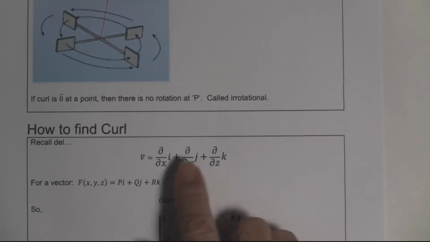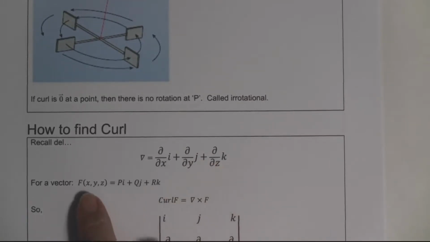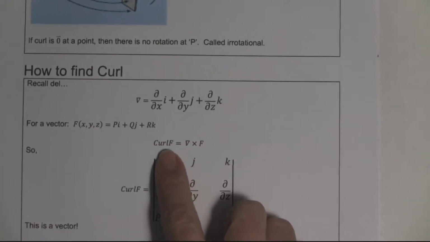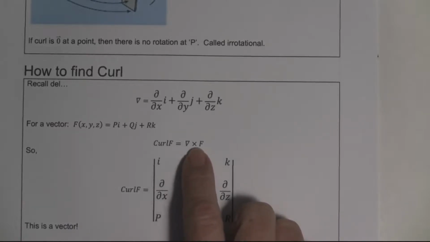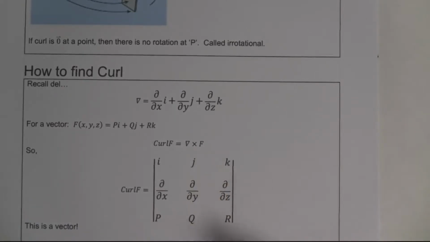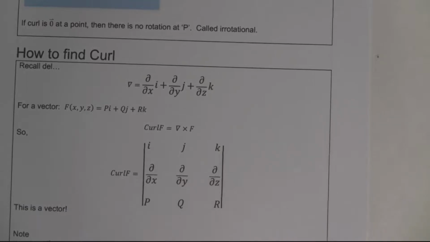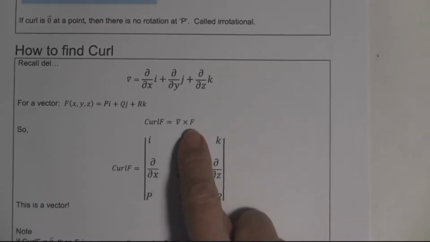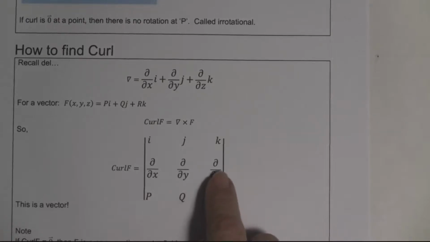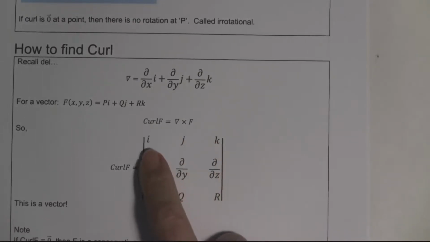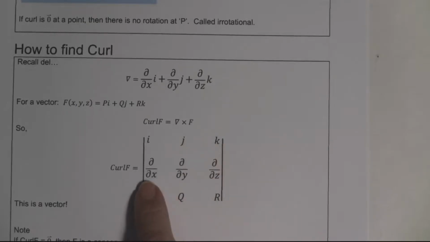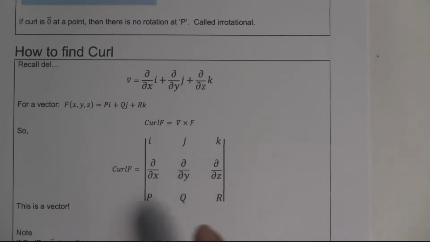And recall the del again is this, and you have your vector field F there. Then the curl of F is del cross F, is what they tell us. That's a formula. We'll be doing a couple of examples on calculating it. Remember when you did a cross product? It's been a long time ago, I know, but you could do it as a determinant. So you put your i, your j, your k, and then these are the pieces of del, the partial of x, partial of y, partial of z, and then these are the pieces of our vector field P, Q, R.